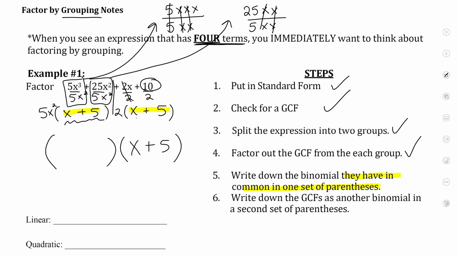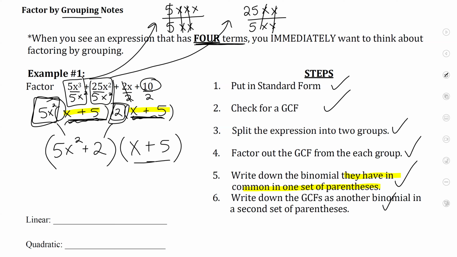Whatever is in common, put that right here. That's step number 5. Step number 6. Your GCFs, which were 5x squared and 2, will go into the other set of parentheses. Long story short, whatever's on the outside, put into one parentheses. Whatever is the same, put in another parentheses. Okay? That's it. We factored it.